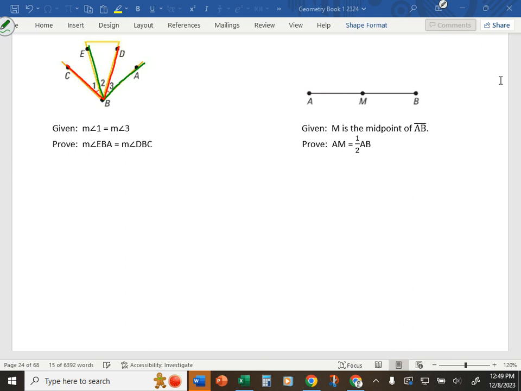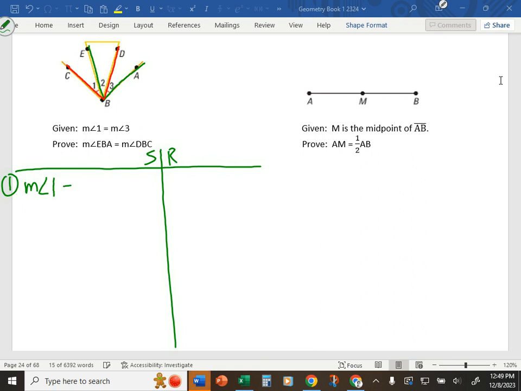So, we start. I want to give myself plenty of space here for the statements, and usually it's the statements that I run out of room on. What's the first one, Sam? The measure of angle 1 equals the measure of angle 3. The measure of angle 1 is equal to the measure of angle 3, and that is because it is given.